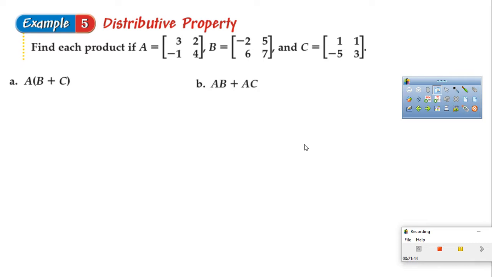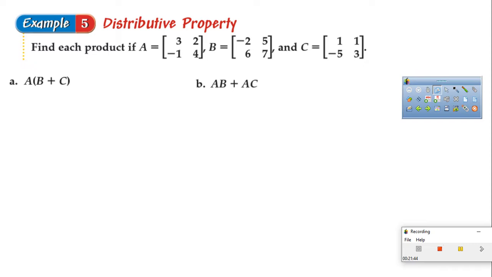Alright, and so now let's look at if the distributive property still holds. And so you remember the distributive property is how we multiply and distribute by a scalar. And so what you're going to find is that the distributive property actually does hold, even though the commutative property does not. So for part A, it wants us to first add matrices B plus C together and then multiply that by A. Whereas in part B, it wants you to multiply matrix A and B together first, then multiply matrices A and C together, and then add those two together at the end. So let's give that a try.